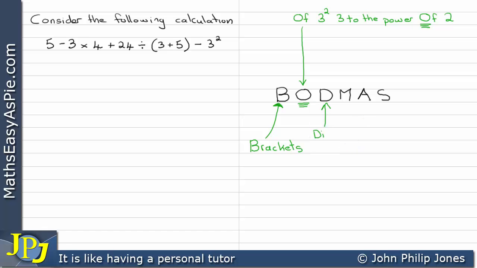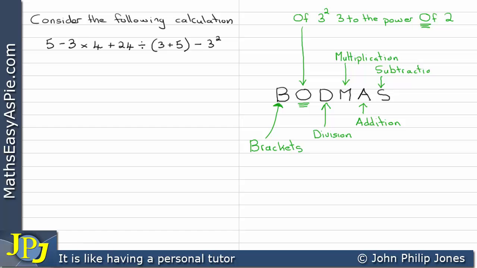The third letter in the word BODMAS is D, and this D stands for division. Now, the fourth letter in the word BODMAS is M, and this stands for multiplication. The fifth letter in the word BODMAS is A, and this simply stands for addition. The sixth and last letter in the word BODMAS is S, and this stands for subtraction.